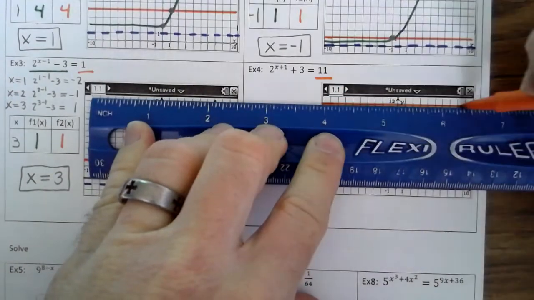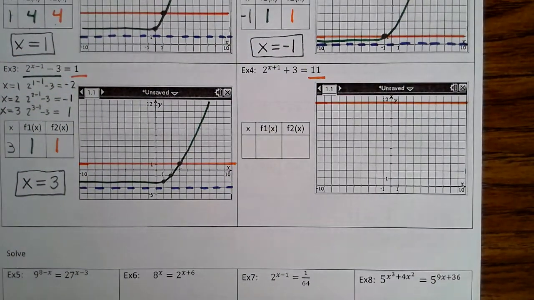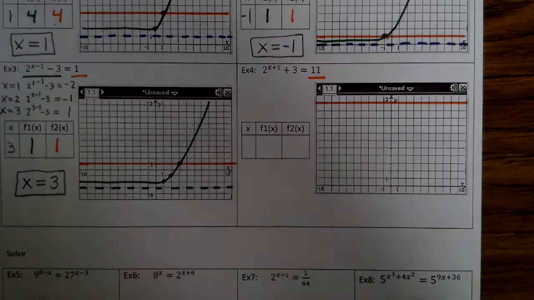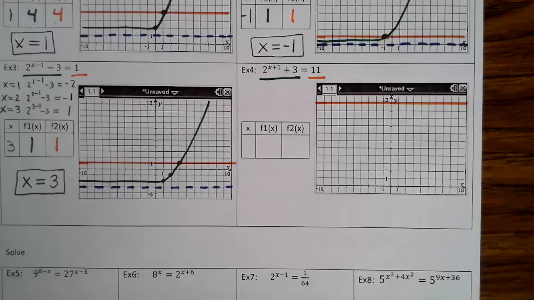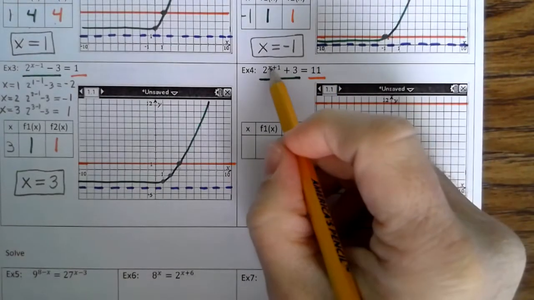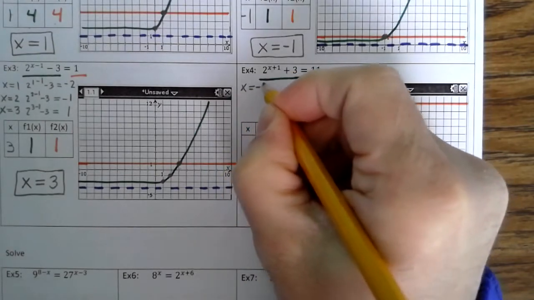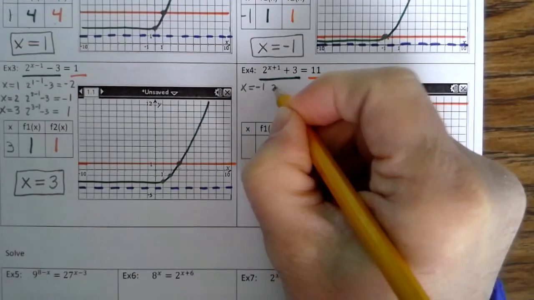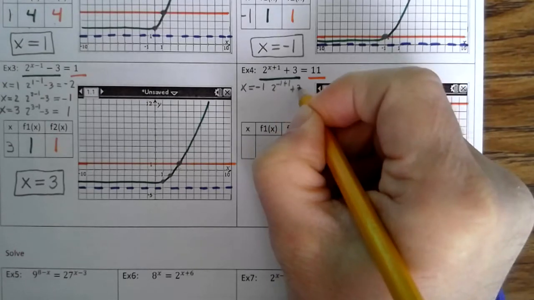Okay, now we graph the left side. Now, like I said, I like to start when x is 0. So negative 1 plus 1 is 0. So I'm going to start with x equals negative 1. So 2 to the negative 1 plus 1 plus 3 equals, well, that's 2 to the 0 power. It's 1, 1 plus 3 is 4.